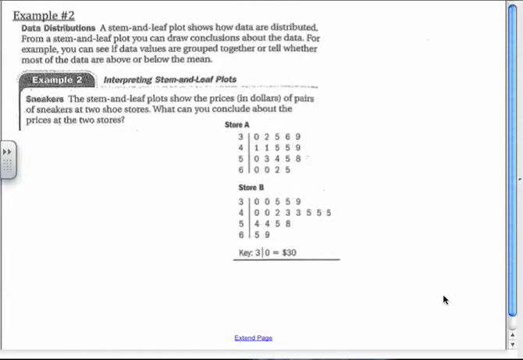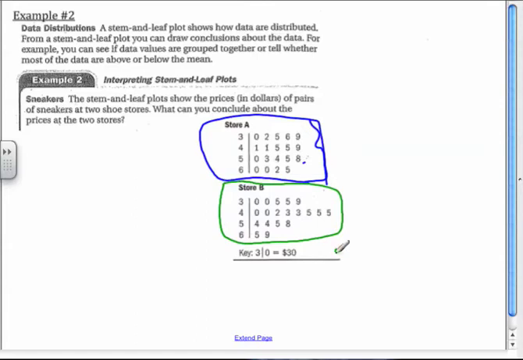Now, example number 2 says the stem and leaf plot shows the prices in dollars of pairs of sneakers at 2 shoe stores. What can you conclude about the prices at the 2 stores? Okay, so I'm looking at this stuff. I've got store A, and here are the prices for store A. I'll just kind of box it in.